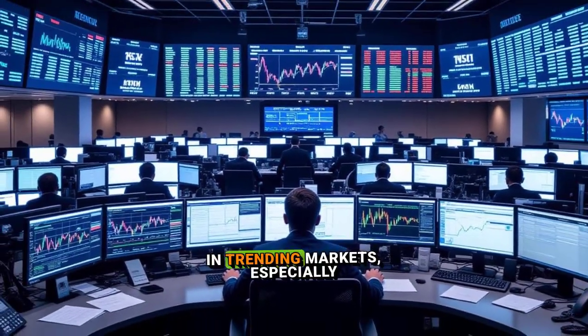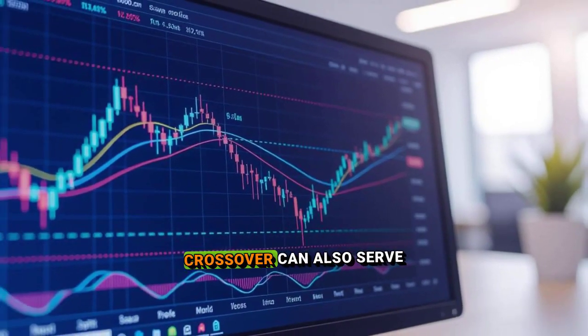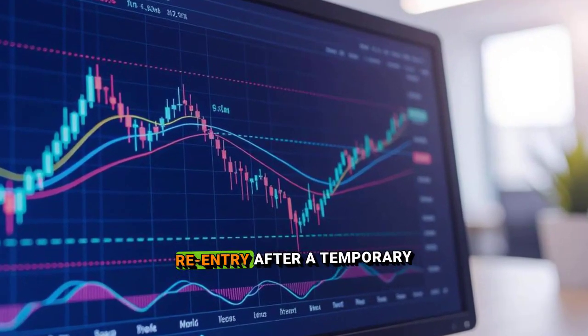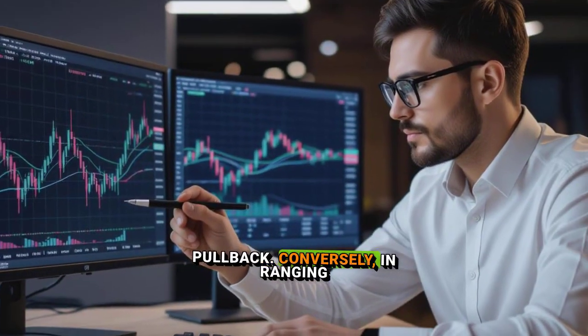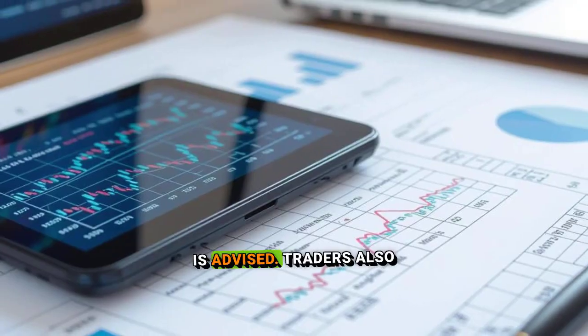In trending markets, especially downtrends, a MACD bearish crossover can also serve as a signal for re-entry after a temporary pullback. Conversely, in ranging markets, it may be less reliable and caution is advised.